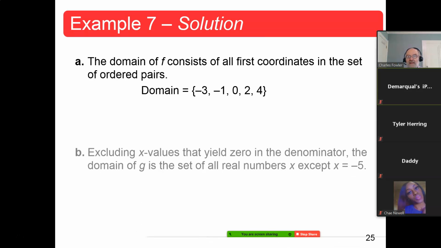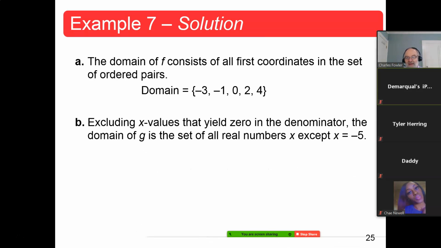Okay. The next one, you have to exclude any x values that would make your denominator 0. So therefore, the domain of G would be all real numbers x, except that one that made the denominator 0, which would be x equal -5. Now, if you want to write out the whole sentence like that, you can. The math symbols make it a lot shorter, and they say it well. Okay, I would just say x not equal to -5. I don't have to say anything else.